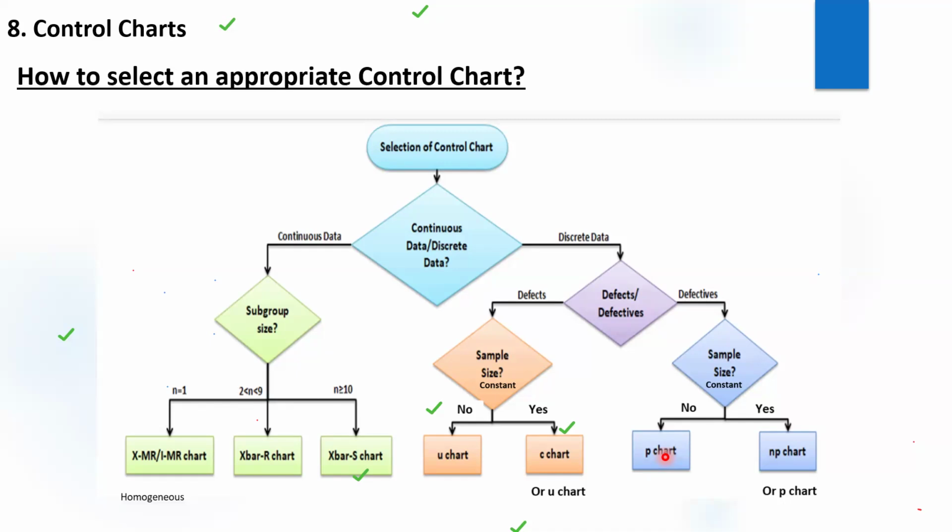This part of control charts we will extend by 5 minutes. At 9:05 we will finish today. Okay, 9:05 or 9:10.